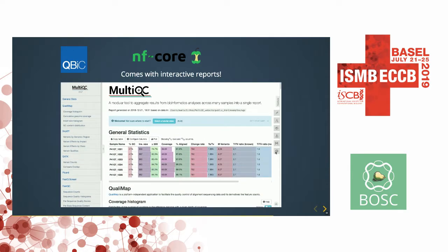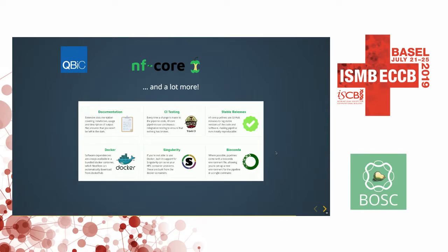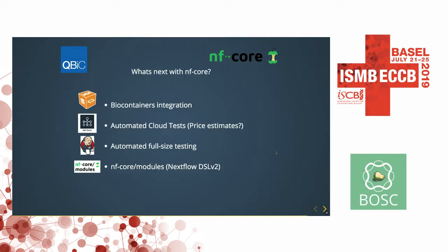All NF Core pipelines come with interactive reports. We enforce that actually. All of them have MultiQC reports with additional information on them. Proper documentation is also something we enforce for all pipelines. And there's a lot more, which I don't have the time to talk about in these 20 minutes. But you can check this out on the homepage, which is hopefully providing all of this information if you're interested in having a more detailed look there.